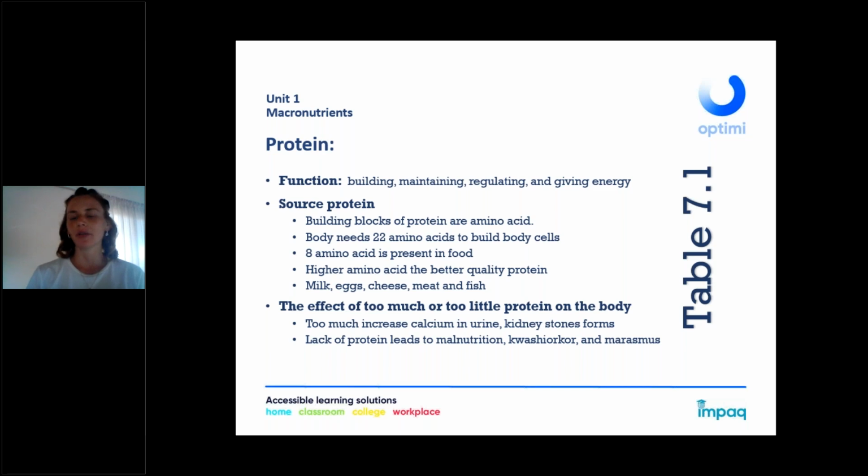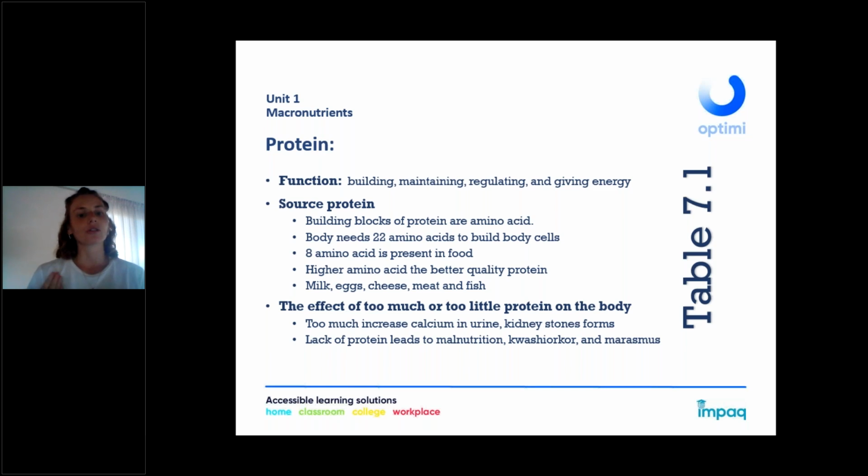If you want to follow me, you can go to table 7.1 in your book in chapter 7. There's a nice summary of a protein. So if you don't want to use the slides and you want to use the book to make a nice summary of it, then you can do that.